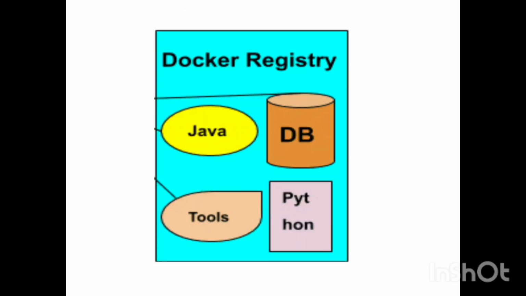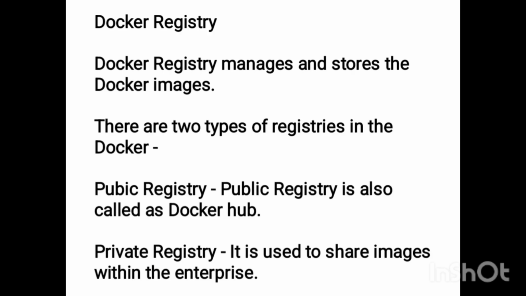Next one is Docker registry. Docker registry manages and stores the Docker images. There are two types of registries in Docker. Public registry. Public registry is also called Docker Hub. Private registry is used to share the images within the enterprise.